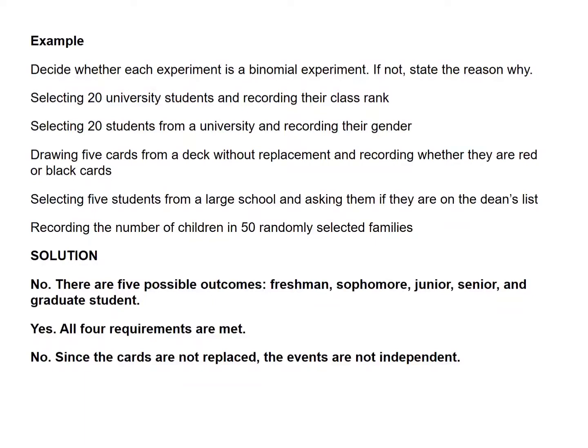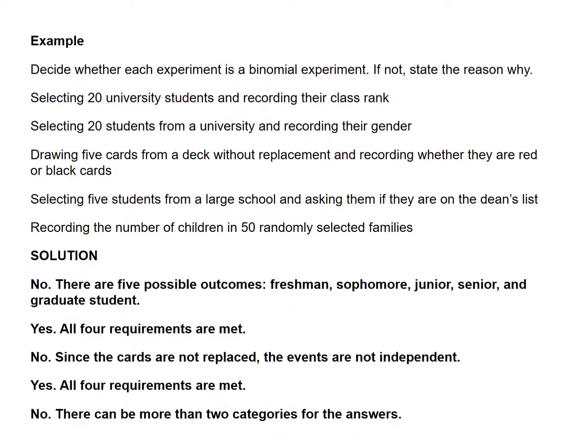Selecting 5 students from a large school and asking them if they are on the dean's list, well, that is yes. Why? Because they're either on the dean's list or not on the dean's list, so there are only 2 outcomes here. Recording the number of children in 50 randomly selected families. This one is not, because there can be more than 2 categories for the answer. The number of children could be 0, 1, 2, 4, 5, 6, 7, 8. The idea is there only has to be 2 possible outcomes per trial.